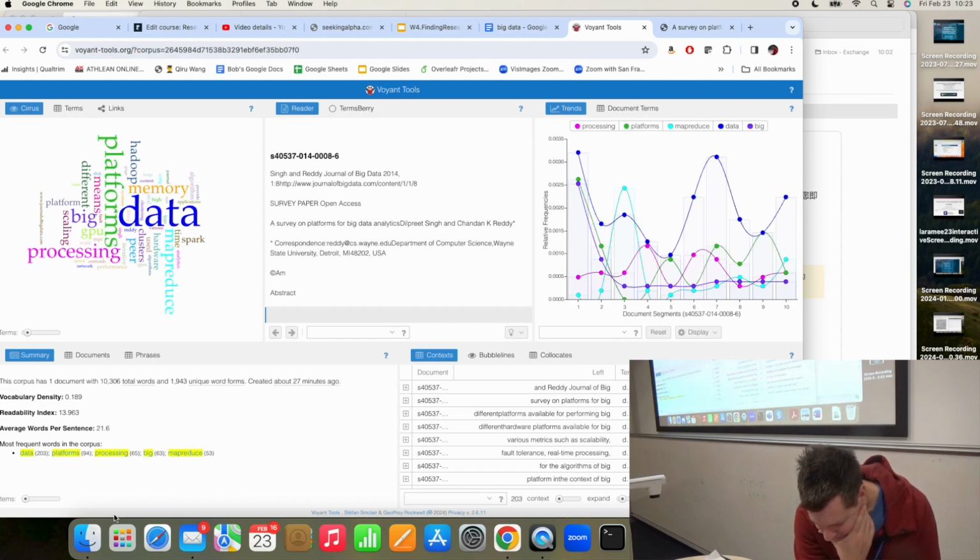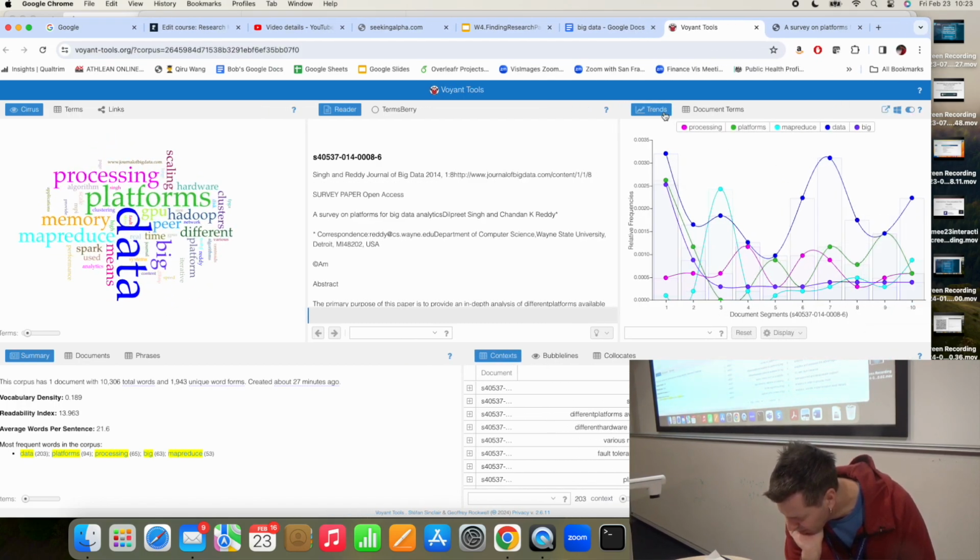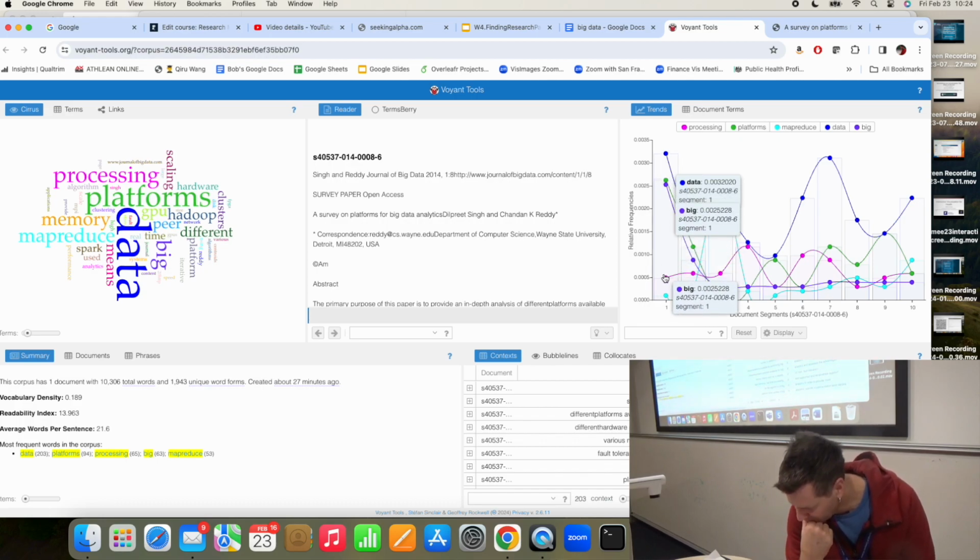Vocabulary density. Interesting. Readability index. Average words per sentence. That's kind of interesting. What is that? Trends. Document segments. Relative frequency. Okay. So data. This is an interesting tool.